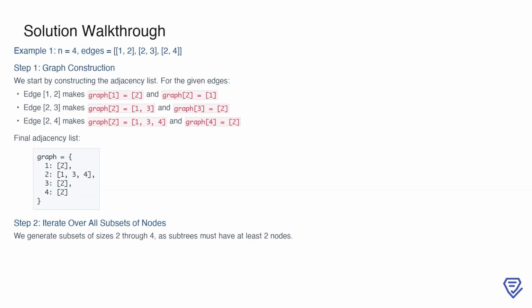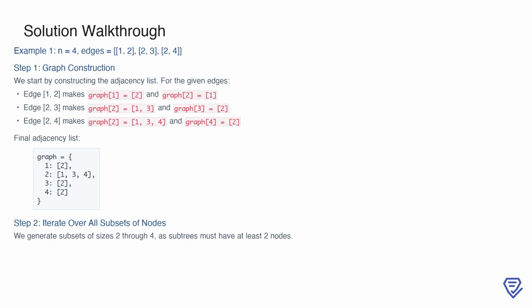To solve this problem, we start by constructing the graph using an adjacency list. The edges provided define the connections between nodes, so for each edge, we update the adjacency list to reflect the connections in both directions. For example, edge 1, 2 tells us that node 1 is connected to node 2, and vice versa. Similarly, edge 2, 3 adds connections between nodes 2 and 3, and edge 2, 4 adds connections between nodes 2 and 4. After processing all the edges, the final adjacency list shows how the nodes are interconnected.